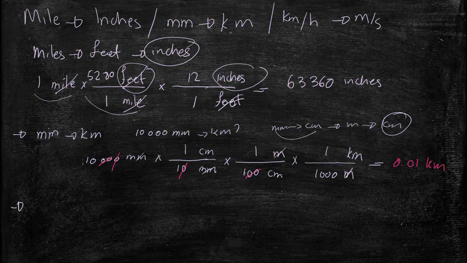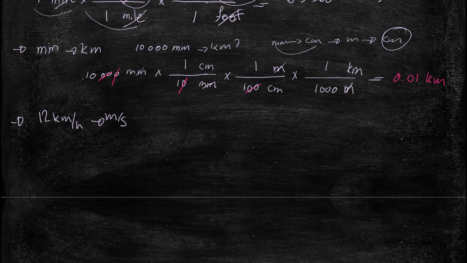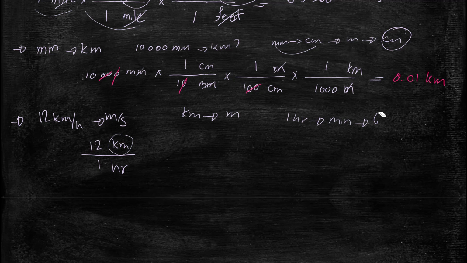For this section, I'm going to convert 12 kilometers per hour to meters per second. So how do I do that? What I'm starting with is 12 kilometers per 1 hour. What I want to get rid of is that kilometers want to be converted to meters, and then 1 hour wants to convert into seconds. So 1 hour turns into minutes and then into seconds.